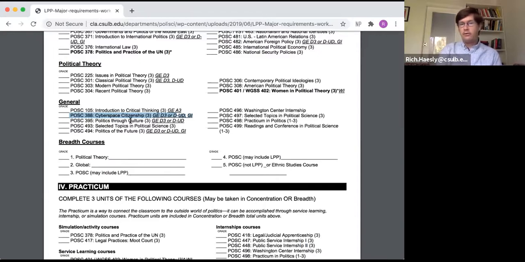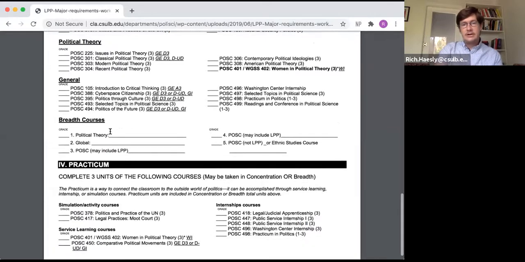This Politics for Culture course is a very similar one, in that it touches on all the different concentrations, and therefore it counts as breadth for anyone who takes it, regardless of their concentration. And this Poli-Sci 494 course, Politics of the Future, is also an interesting one. You're certainly welcome to do that, and that would just count as breadth, regardless of whether you're law, policy, and policy, political theory, or global politics.